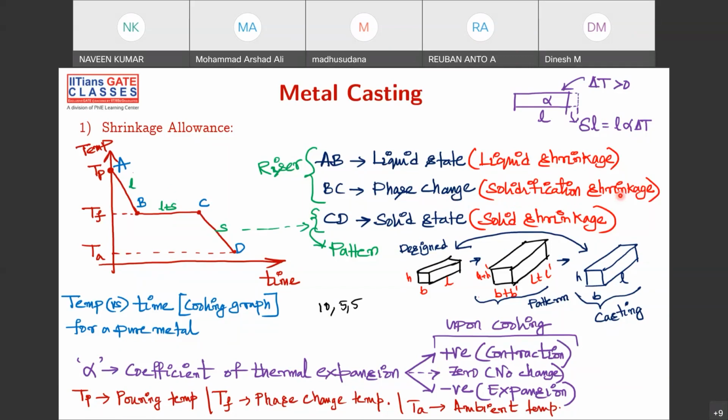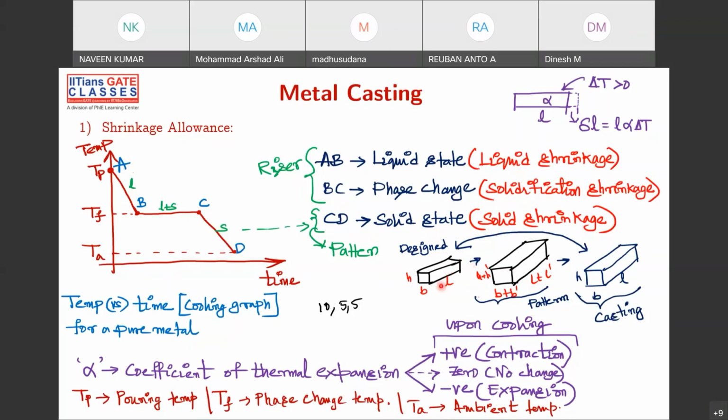Please do remember, these kinds of questions will be asked. From A to B, liquid state, liquid shrinkage. Phase change, solidification shrinkage, because the solidification is happening through it. And then from C to D, it is solid only, but it is shrinking. That's why it's called solid shrinkage, and CD is in the solid state. Okay, please remember. I hope I am making my point clear.